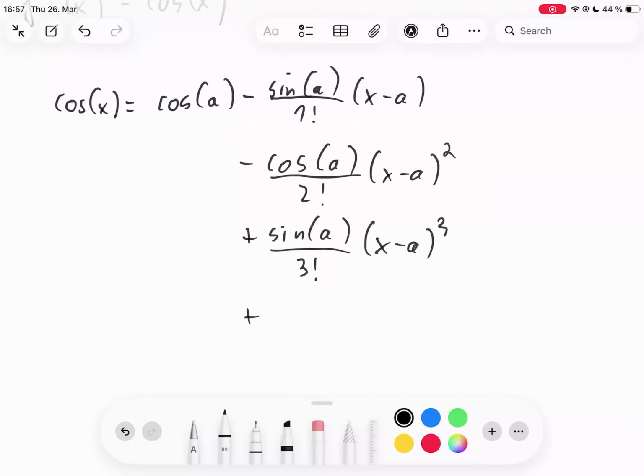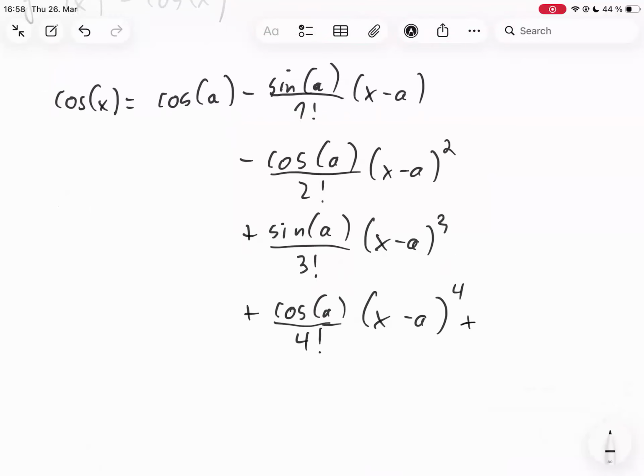plus cosine of a divided by 4 factorial times x minus a to the power of 4 plus dot dot dot. Are you still all fine with up to here? Hope I don't have any typo. Maybe just signal if you're still with me.